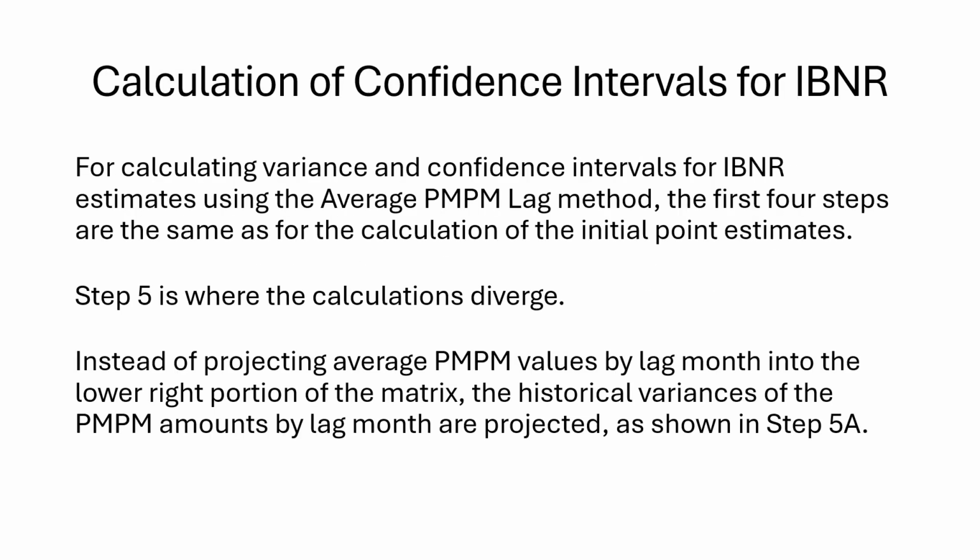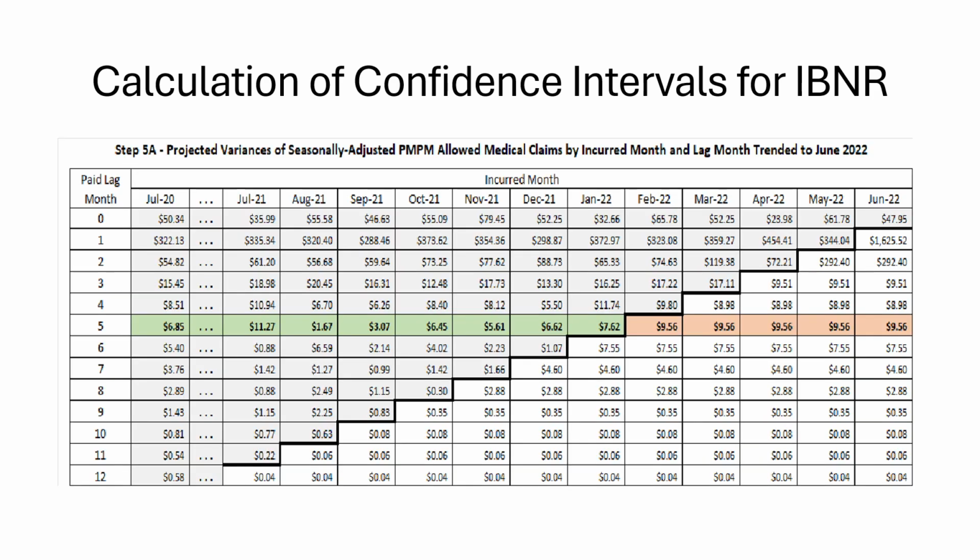The calculation of confidence intervals using the average PMPM lag method starts out with the first 4 steps being the same as for the calculation of the point estimate, as demonstrated in the prior slides. Step 5 is where the calculations diverge. Instead of projecting average PMPM values for the lag month into the lower right portion of the matrix, the historical variances of the PMPM amounts by lag month are projected, as shown in Step 5a. Lag month 5 is again highlighted for illustrative purposes.